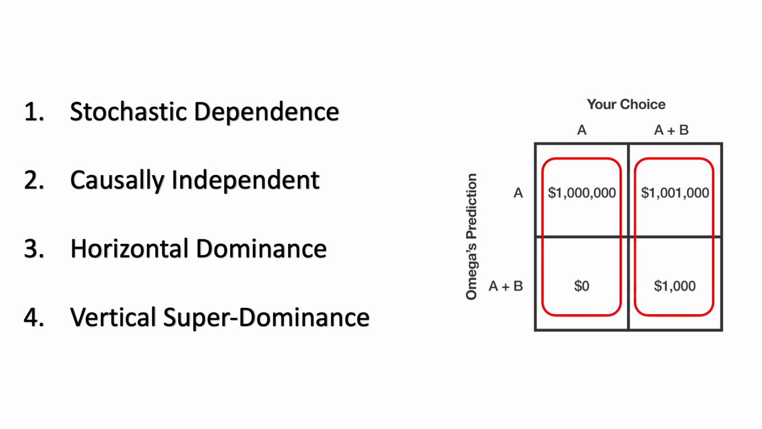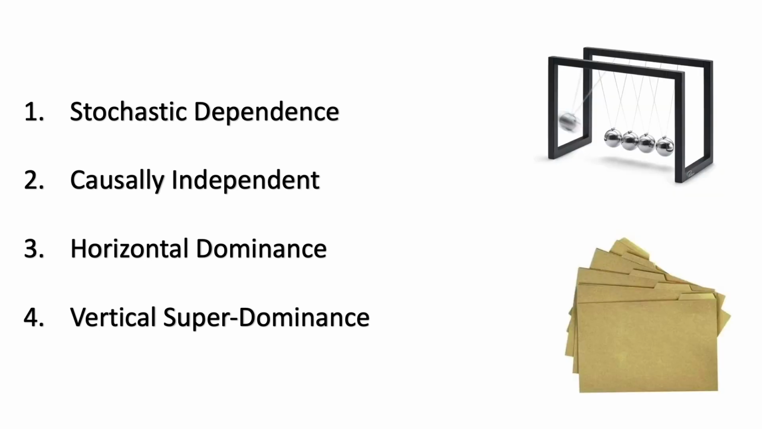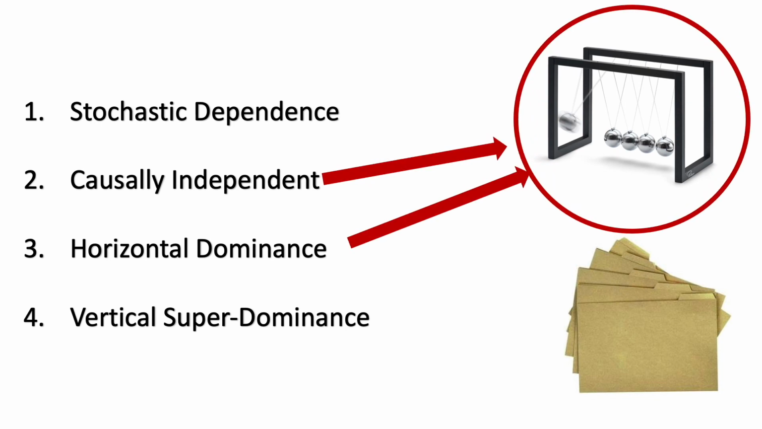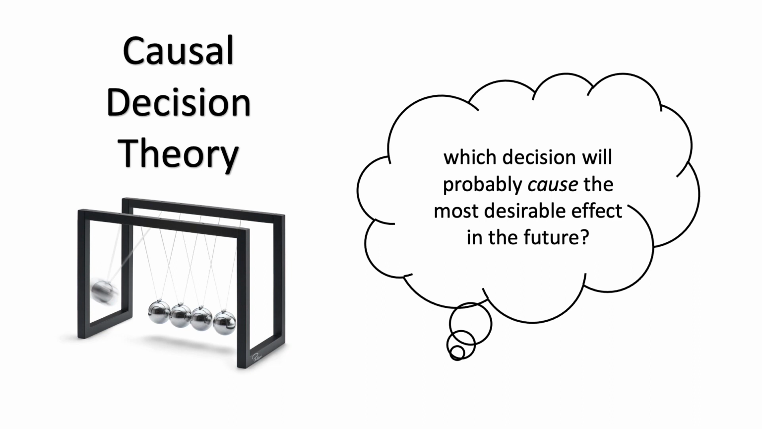Now that we understand the nature of the problem, we can see how the two theories attempt to address it. When combining causal independence and horizontal dominance, we seem to rationalise two-boxing. Once the prediction has been made, there's nothing you can do to change what is inside those boxes. This is the grounds for causal decision theory. Causal decision theory asks which decisions will probably cause the most desirable effect in the future. Any implications of that decision itself are not being accounted for because that isn't how causation works.